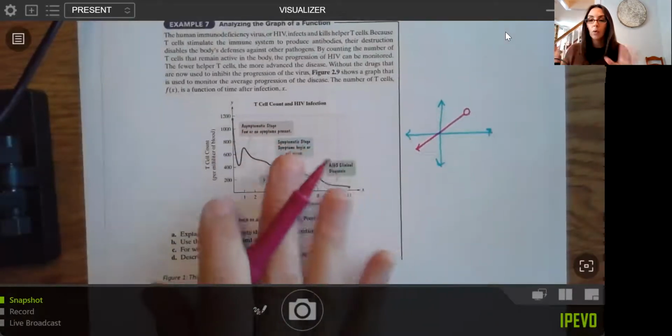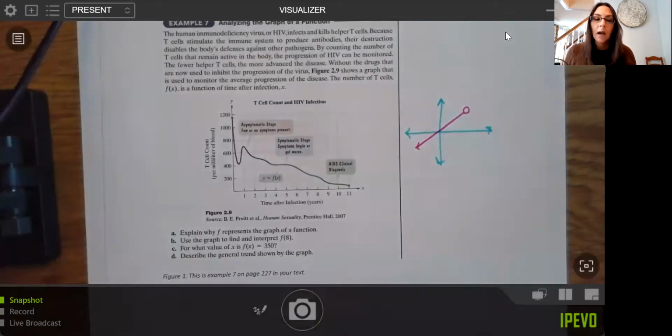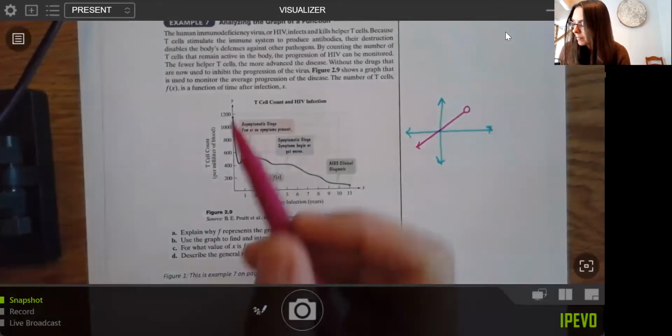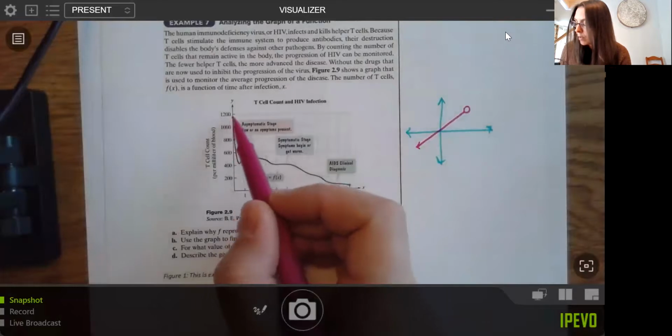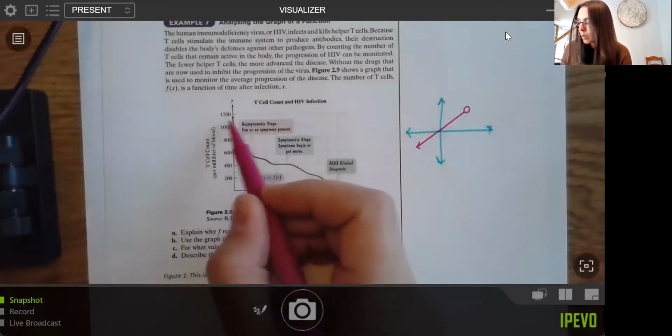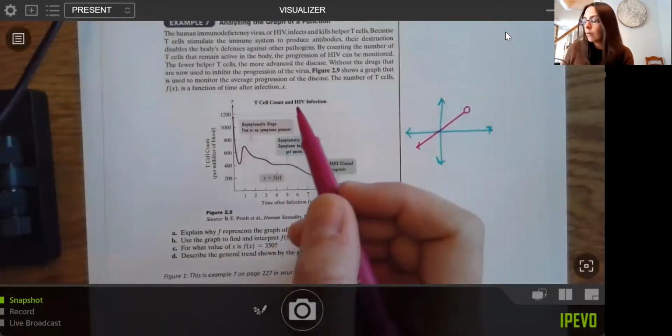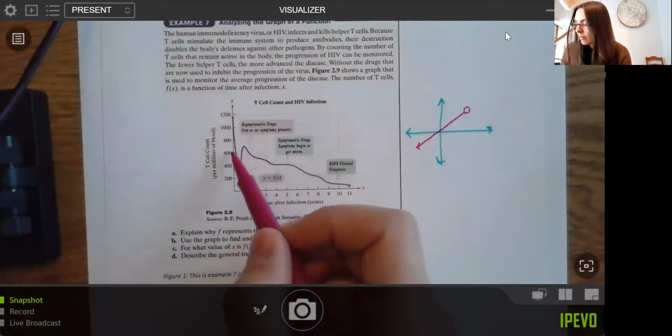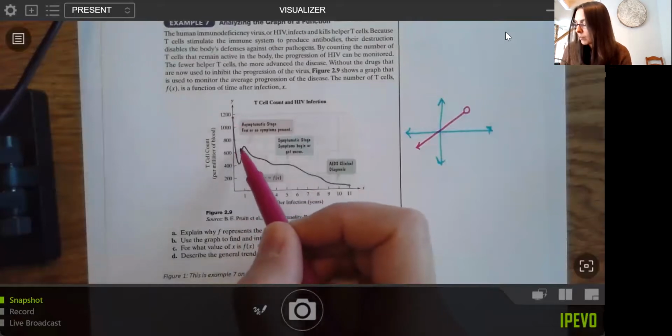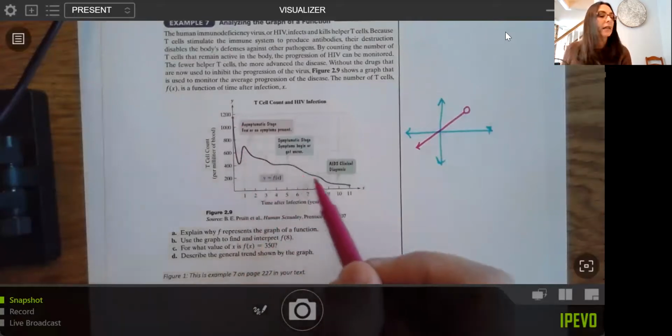So if there was no medical intervention to help prevent the progression of the disease, you can see here's the starting value. Before the person is infected, they would be up here, maybe close to 1200 for their T cell count. Then they have an initial drop off. They may have gained a little bit more, and then you're going to see a steady decline here.